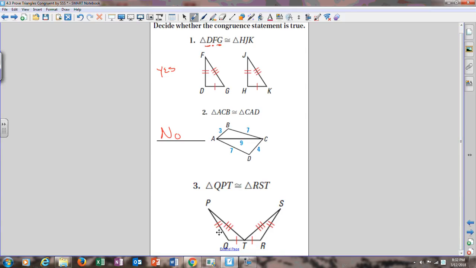And the third one, QPT. QP is the same as RS. PT is the same as ST. And QT is the same as RT. So that would be a yes.